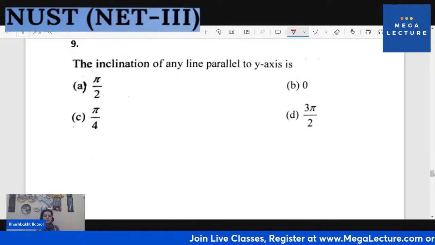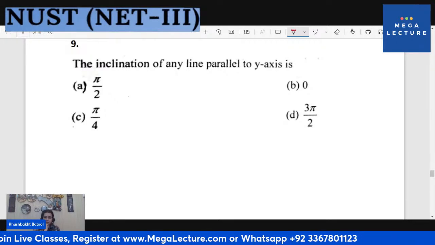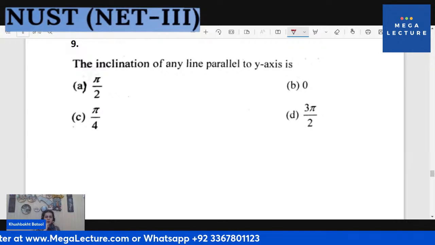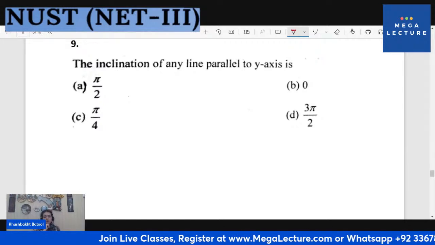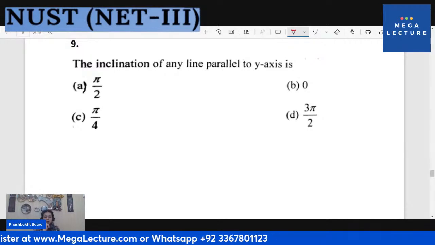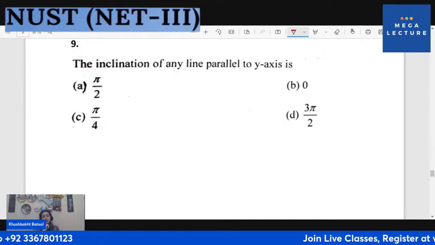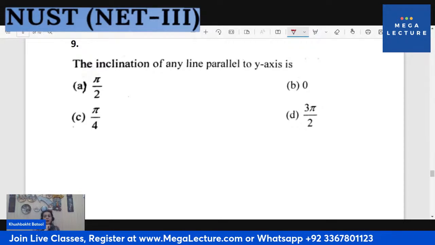Okay, now it says the inclination of any line parallel to y-axis is. Last time when we were talking about the 2017 past paper, there was an answer choice as undefined. The question was the same, the inclination of any line parallel to y-axis, and students were telling me that the answer would be undefined. Yes, it would be undefined when they are talking about the gradient or the slope of the line parallel to y-axis.